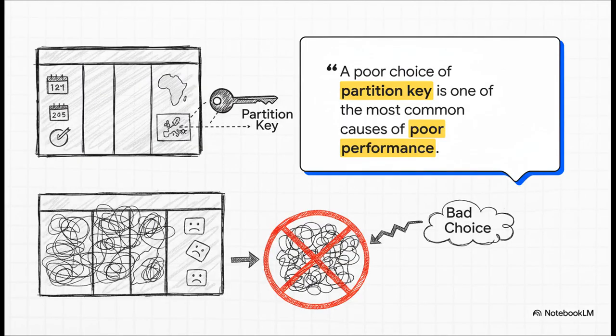And this right here, this is probably the single most important thing to remember if you're ever doing this. We're talking about the partition key. That's the column you use to decide how to split everything up, like the date for a range partition or the country for a list partition. And if you pick a bad one, a poor choice of partition key can actually make your performance worse than if you had no partitions at all.